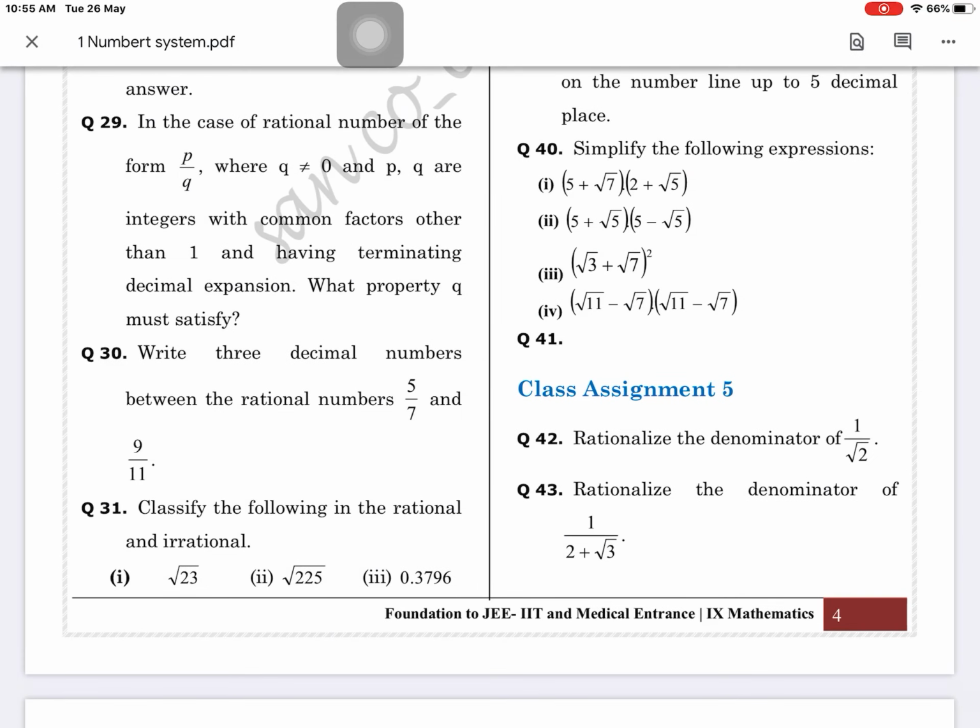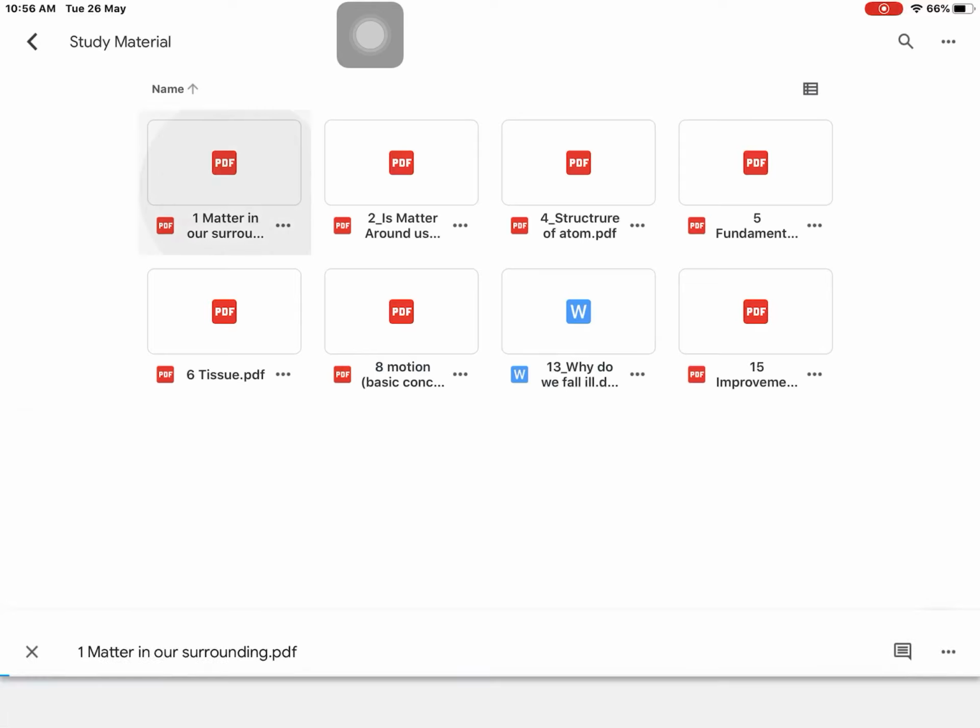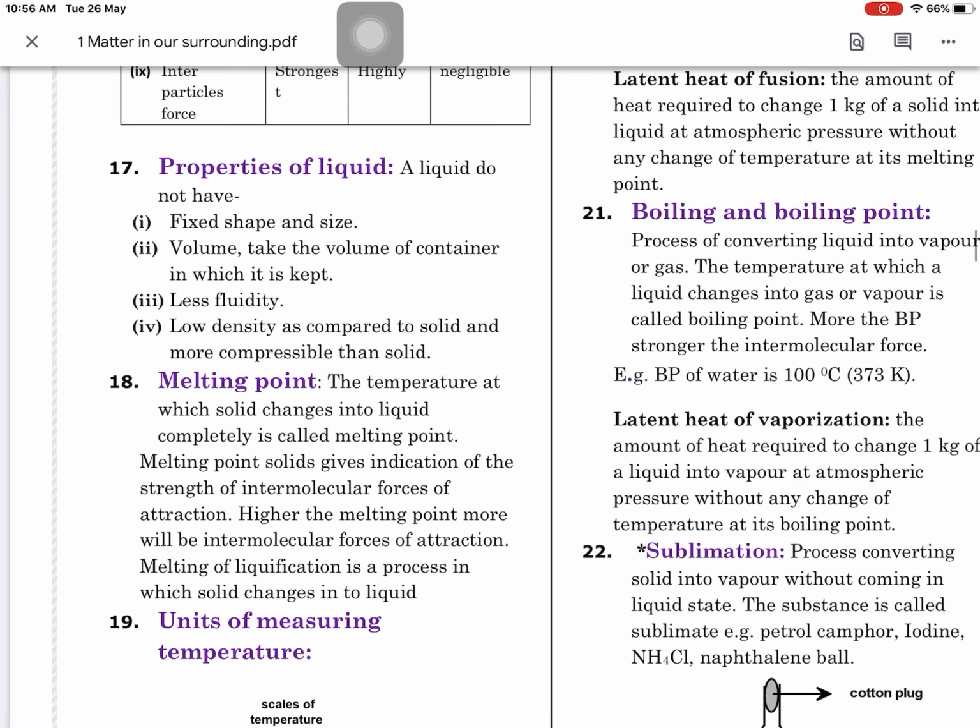You may search the study material, and this study material will already explain the concept of property of solid, liquid, and gas. On the basis of the different terms we have discussed here, I just recall the concept here: rigidity, diffusion, space between the particles, and some others also. The property of liquid, you may see. Look at this, the property of liquid.